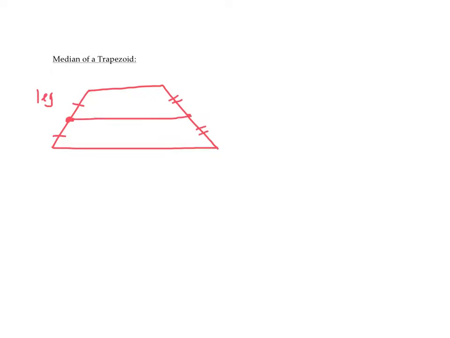Okay, the median of a trapezoid is a line segment that connects the midpoints of the two legs. So if this is one leg and this is the midpoint, we either are told that or we're shown that with the markings in the diagram. And on this side, that point is the midpoint of that leg. And this segment connecting the two is what's called the median. So again, the median of a trapezoid is the segment that connects the midpoints of the legs.